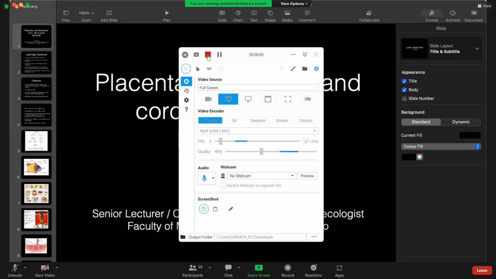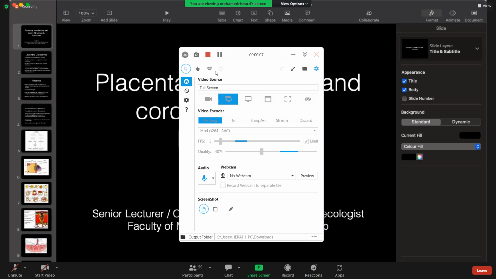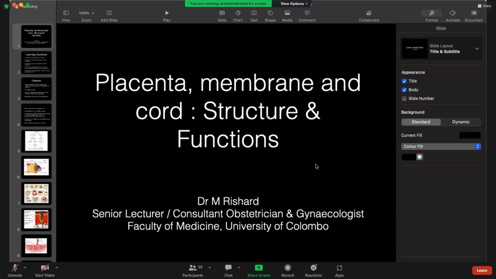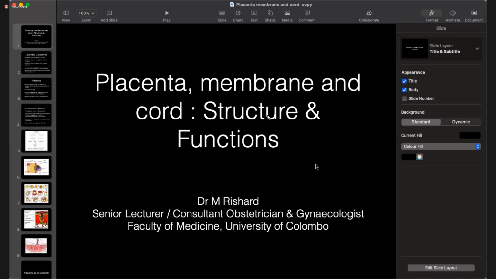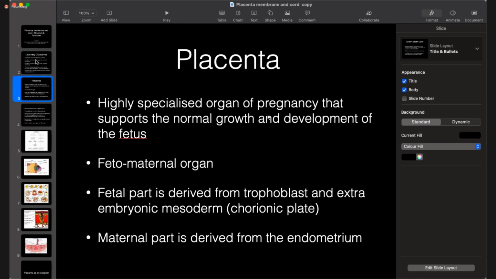Progress. I'm not going to focus on structure that much because you have gone through this somewhere else. This is basic anatomy. I'm going to mostly focus on the clinical functions and clinical implications of the placenta, membrane, and cord. You all know that it is a highly specialized feto-maternal organ. It has two components: a fetal part and a maternal part.